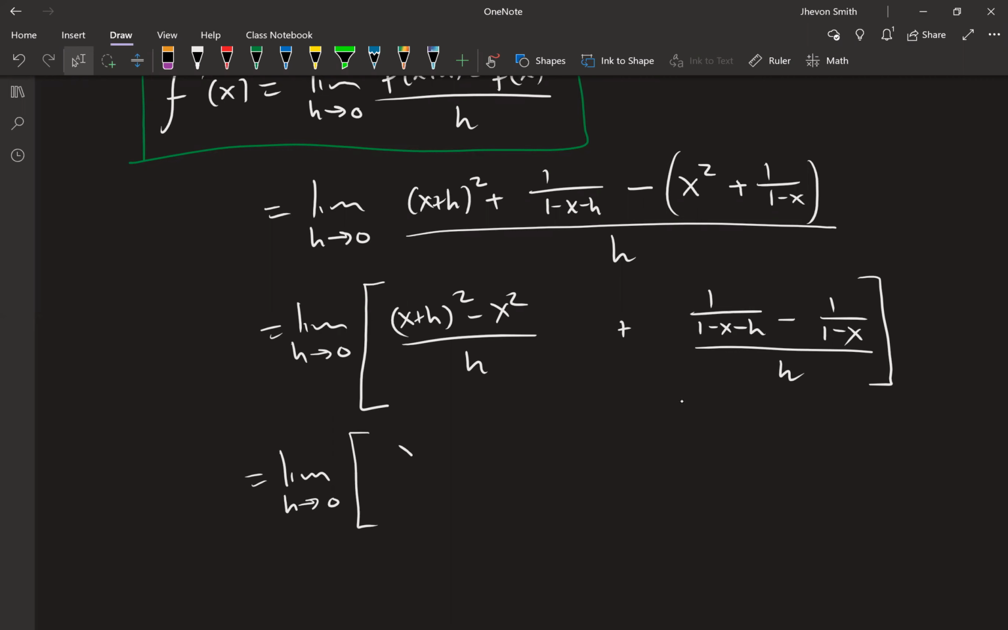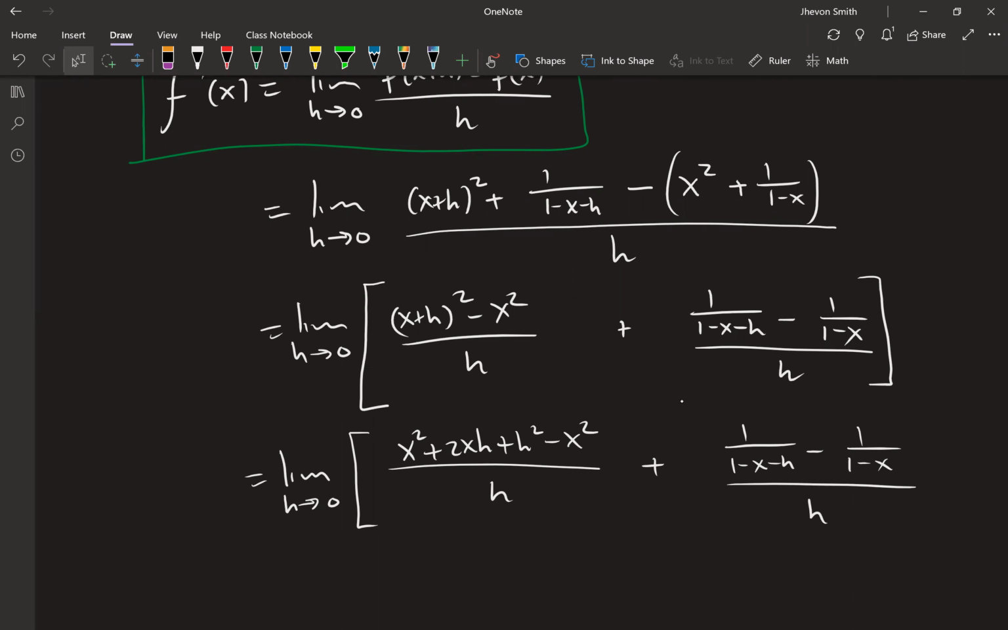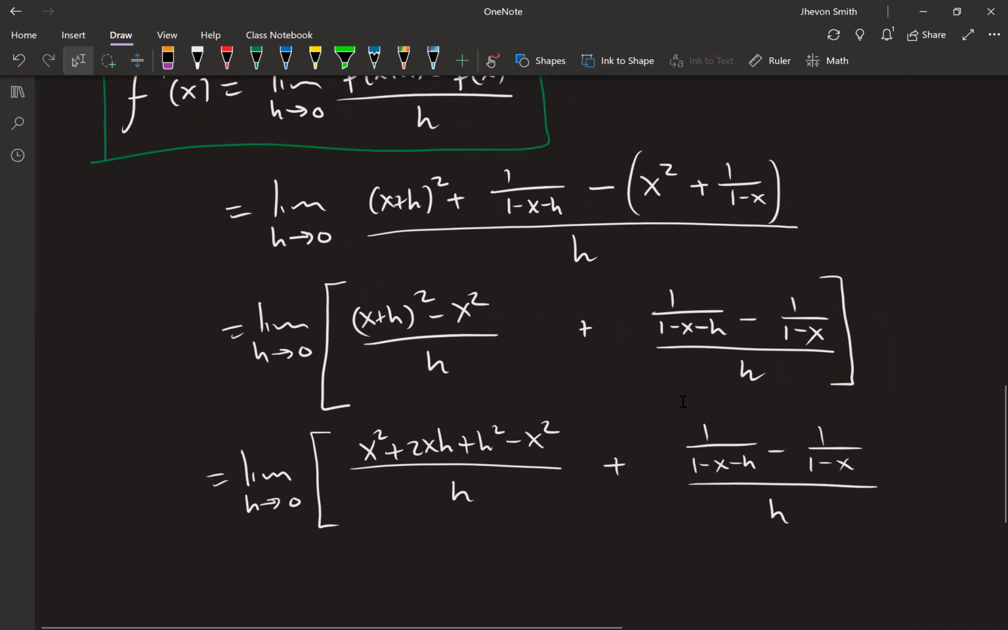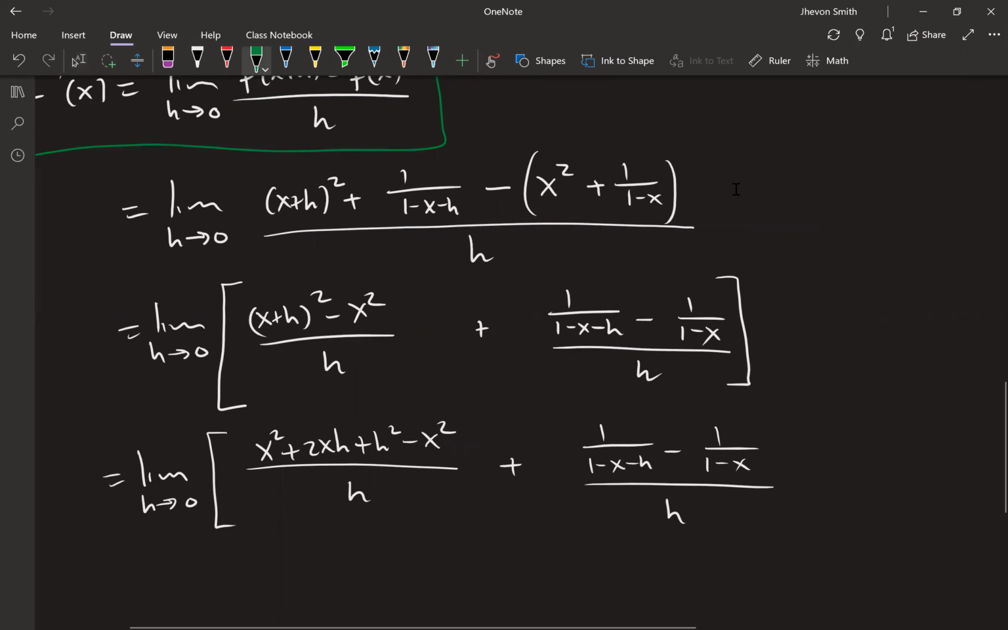So this will be x squared plus 2xh plus h squared minus x squared all over h. And for this one, 1 over 1 minus x minus h minus 1 over 1 minus x, all over h. I would actually multiply and divide that by 1 minus x times 1 minus x minus h, over 1 minus x times 1 minus x minus h.